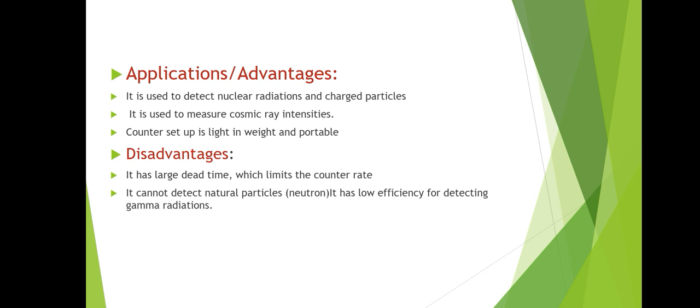Applications and advantages of GM counter. GM counter is used to detect nuclear radiations and charged particles. It is used to measure cosmic ray intensities. The counter setup is light in weight and portable. Disadvantages of GM counter. It has a large dead time which limits the counting rate. It cannot detect neutral particles, neutrons. It has low efficiency for detecting gamma radiations.